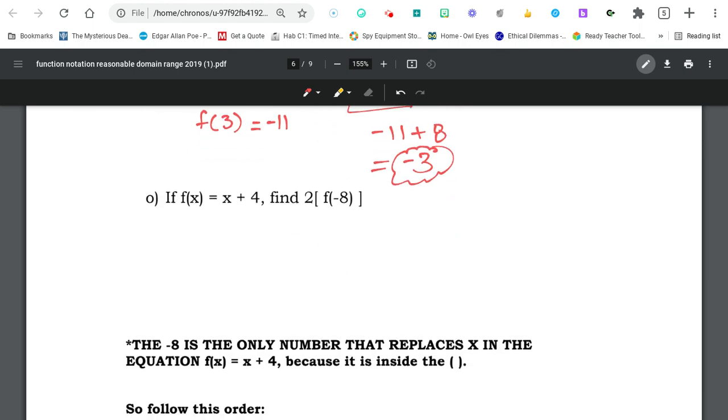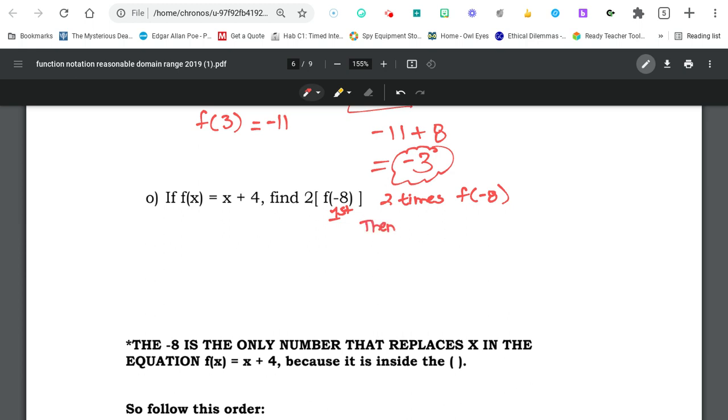All right, O is a tad bit different. O, look inside of the parentheses. It says, if f of x is equal to x plus 4, find 2 times f of negative 8. Yeah, this means 2 times, guys. 2 times this. Not 2 times 8, but 2 times f of negative 8. So the first thing you're going to do is inside of your bracket, kind of like following order of operations. First, you're going to find f of negative 8.